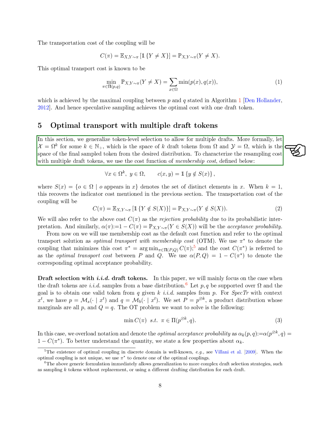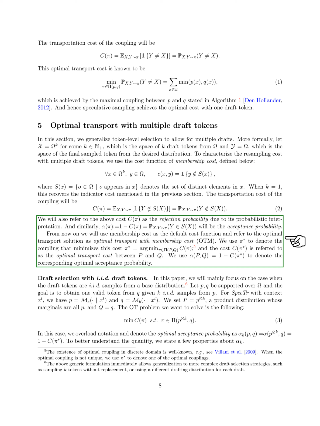In the next section, we'll generalize token-level selection to allow for multiple drafts. Let's say X is the set of K draft tokens from omega and Y is the final sampled token from the desired distribution. To characterize the resampling cost with multiple draft tokens, we use the cost function of membership cost. This cost function is defined as C(x, y) equals M times 1 if y is not in the set of distinct elements in x. When K equals 1, this recovers the indicator cost mentioned earlier. The transportation cost of the coupling will be the expected value of M times 1 if Y is not in the set of distinct elements in X.